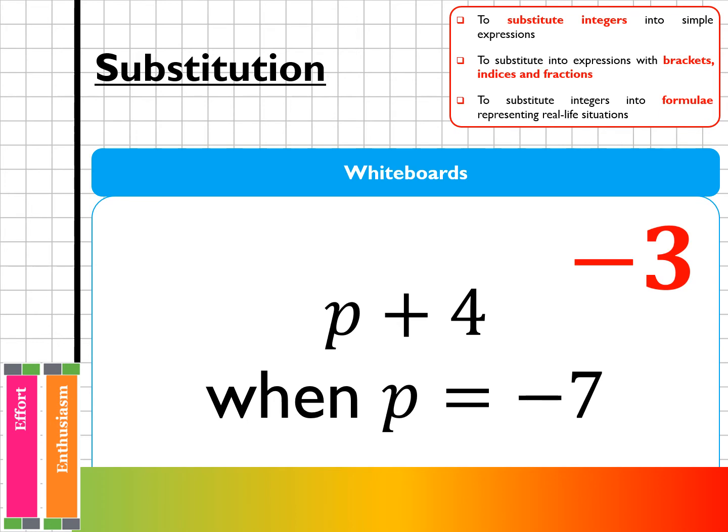Now, thinking carefully about those negatives, if p is minus 7, I have minus 7 plus 4. We did lots of work on our negative numbers at the start of the year, and we spoke about having a cold bath and adding some hot water. So my bath gets warmer, so it becomes minus 3. Here's your next question.